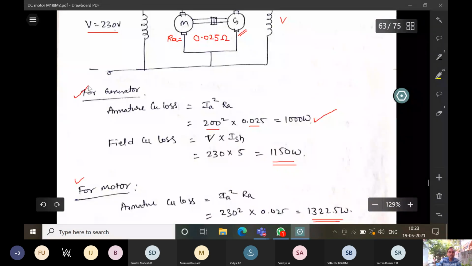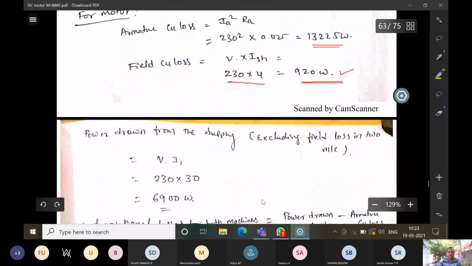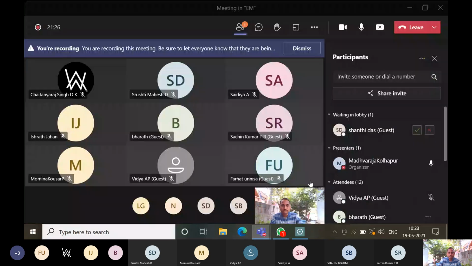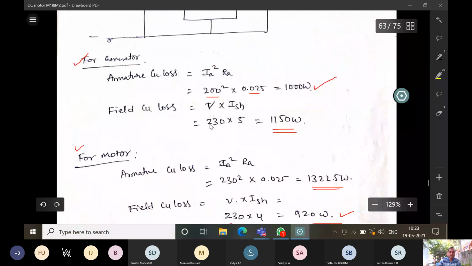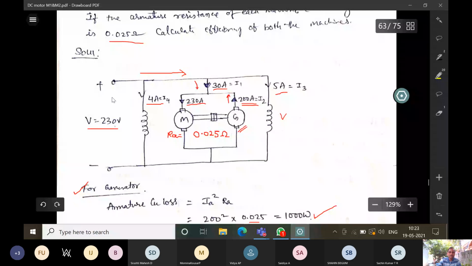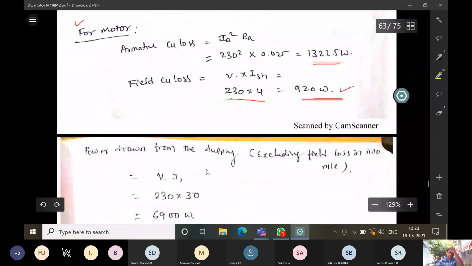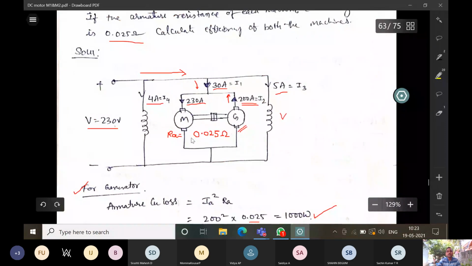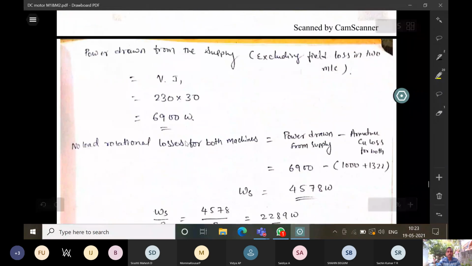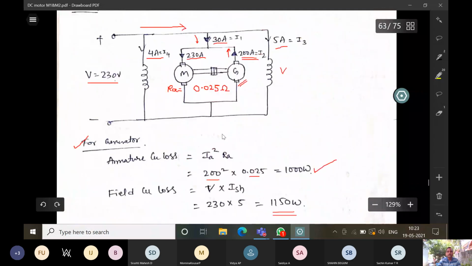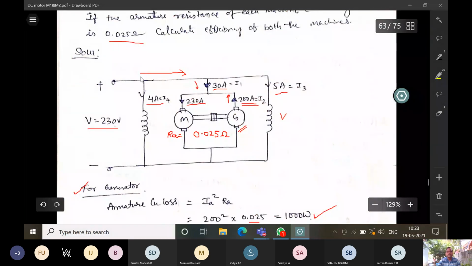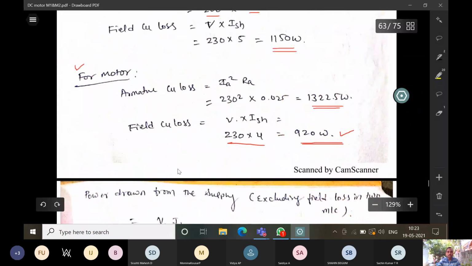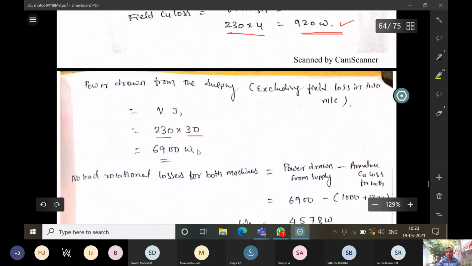Okay. Once you have found the armature copper loss and field copper loss of generator as well as motor, calculate the total power drawn from the supply, that is the input. Power drawn from the supply is voltage into I1. Voltage is 230, and I1 is 30 ampere, excluding these two field currents. Therefore 230 into 30 gives 6900 watt.